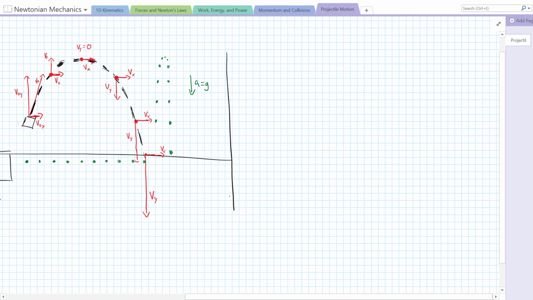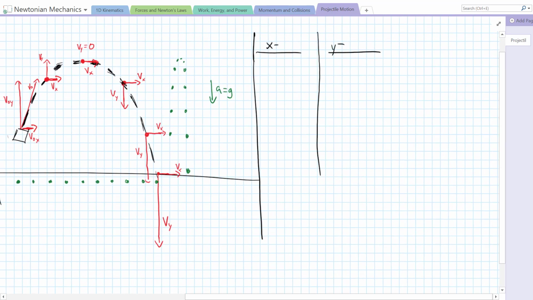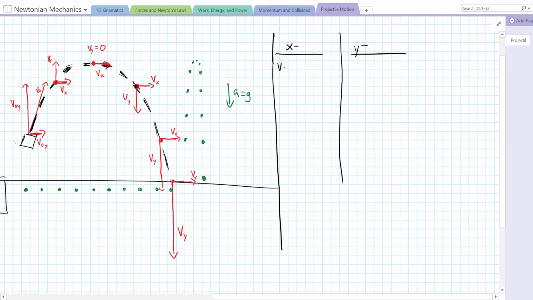When we set up our problem solving, we're going to have a set of x variables, or horizontal variables, and we're going to have a set of y variables. In the x direction, we're going to have vx, which is constant. Your initial and final velocities are always the same. We're going to have displacement in the x direction, delta x, and we're going to have time.